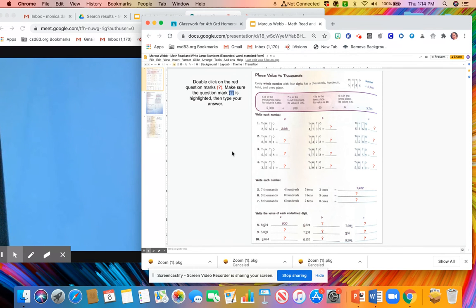Is there anybody not able to find the assignment? You're going to have to say your name because I can't see your faces. Are we good? Miss Doherty, which one is it again? It is called Read and Write Large Numbers. It's the very first one, I think, under Thursday. Can we start? No, because I'm going to do a couple with you, and then I'll let you start, okay?